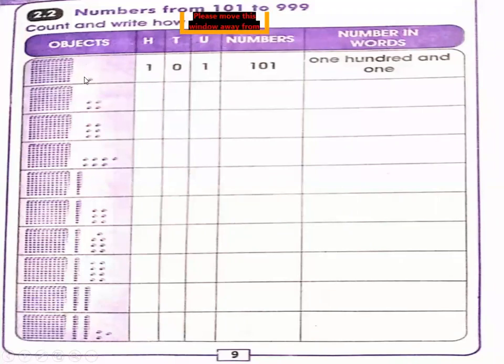In the first one, how many 100 blocks? There is only one square and this one square shows 100. So we write 1 in the 100 column. Now tell me how many blocks of tens? There is no block of tens, so we write 0 in the tens column. Then tell me how many unit blocks. There is only one unit, so we write 1 in the unit column. So 100, 0 tens, 1 unit makes the number 101. And we also write this number in words like this, 101.